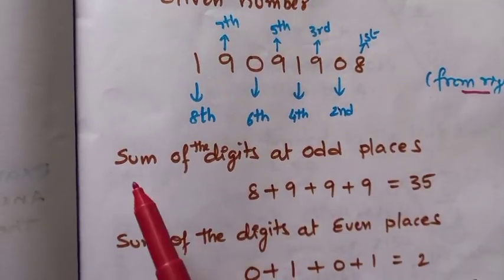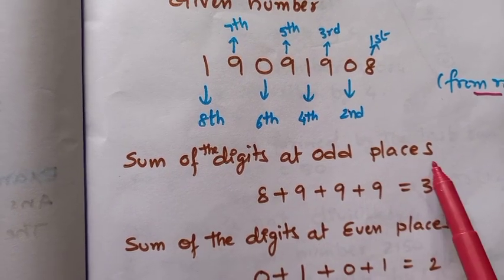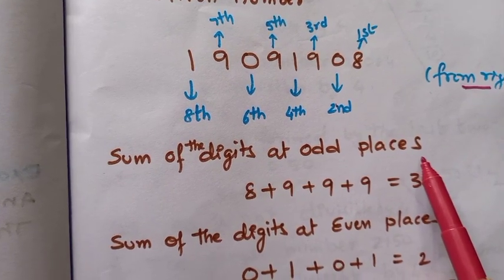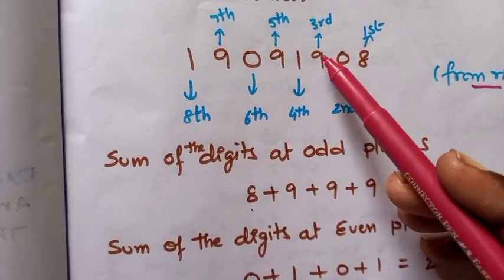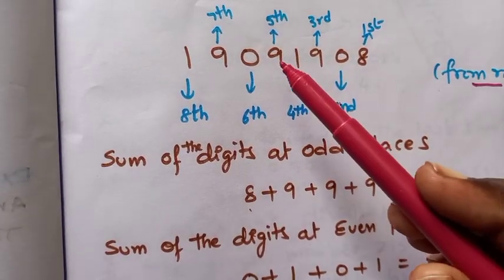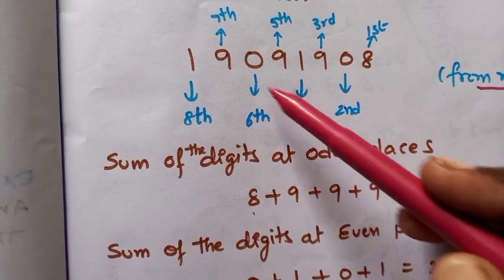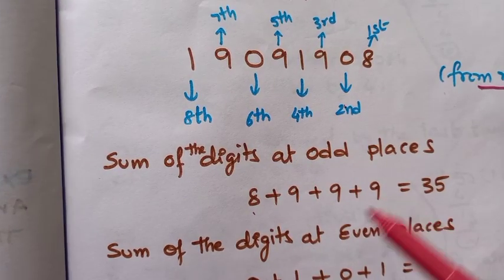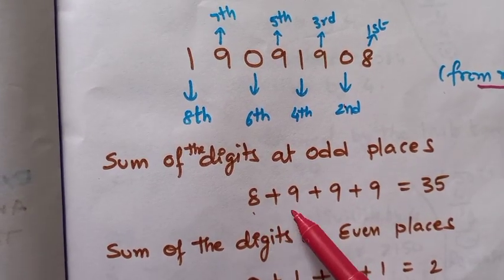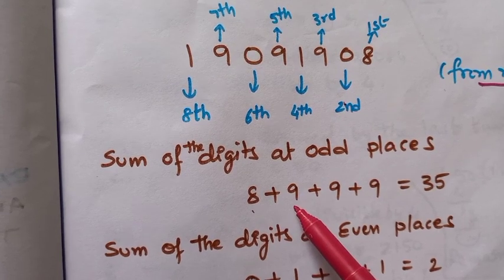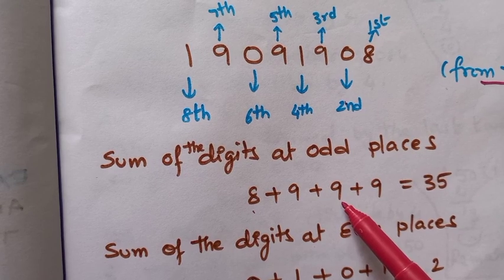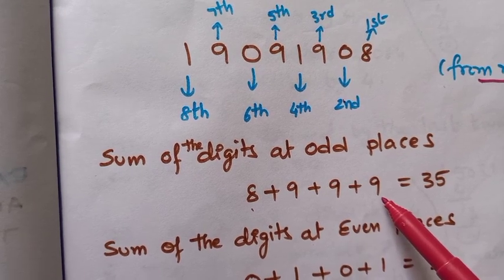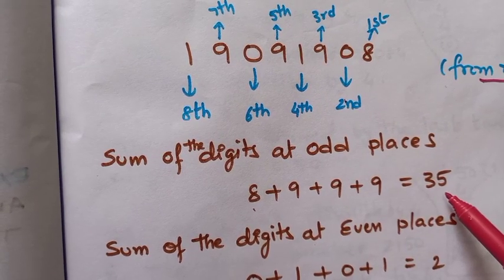Now, sum of the digits at odd places. What are the digits in the odd places? First place 8, third place 9, fifth place 9 and seventh place 9. By adding all these, 8 plus 9 is 17, 17 plus 9 is 26, 26 plus 9 is 35.